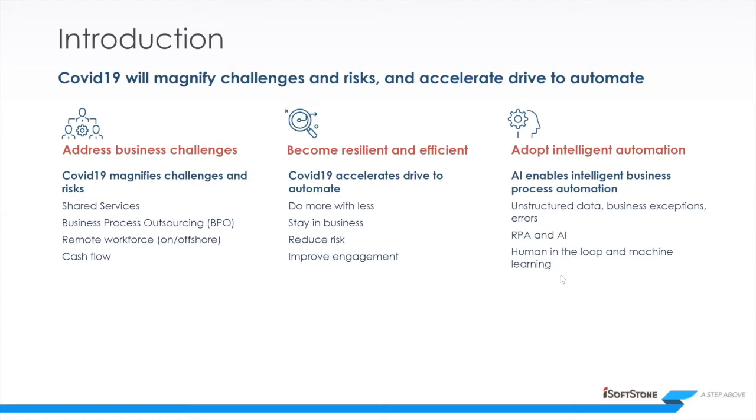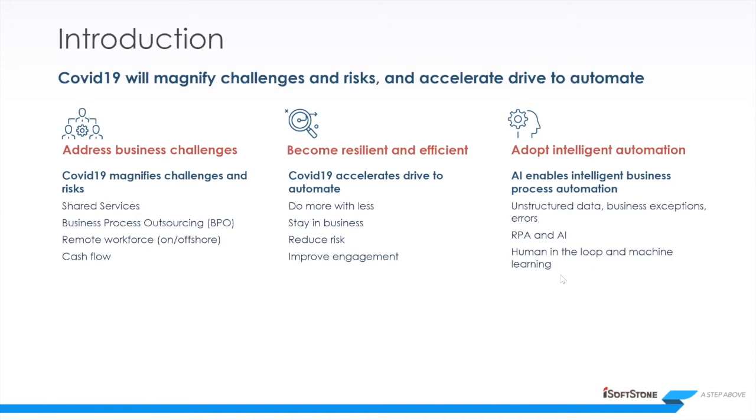They want to reduce risk. And again, we'll talk a little bit more in detail about what kind of risks their companies and customers are looking to reduce. And very importantly, during this time, they also need to improve engagement, and that's both with customers, with employees, as well as with other stakeholders, including supplier and vendor partners.